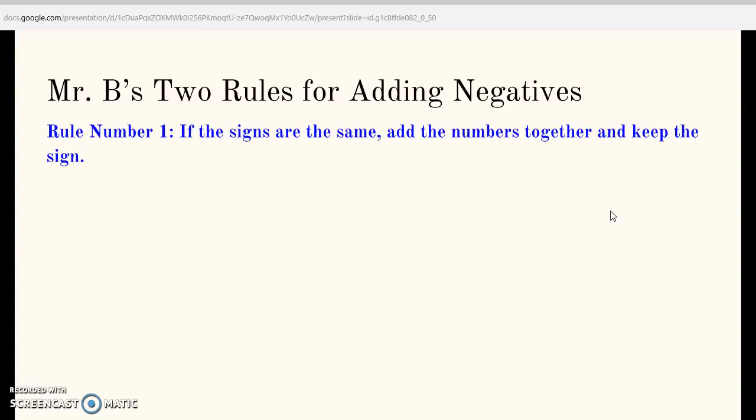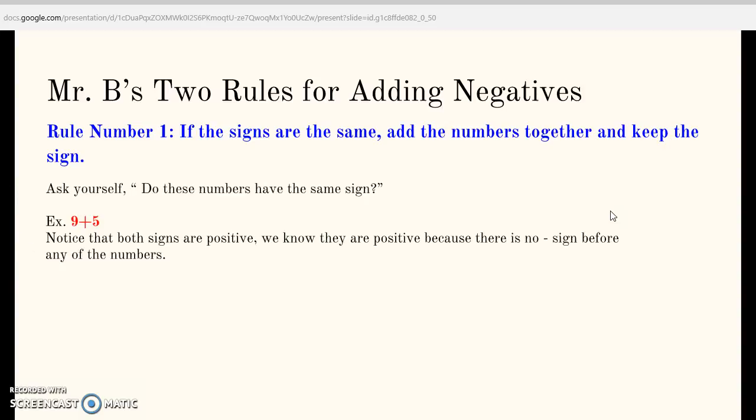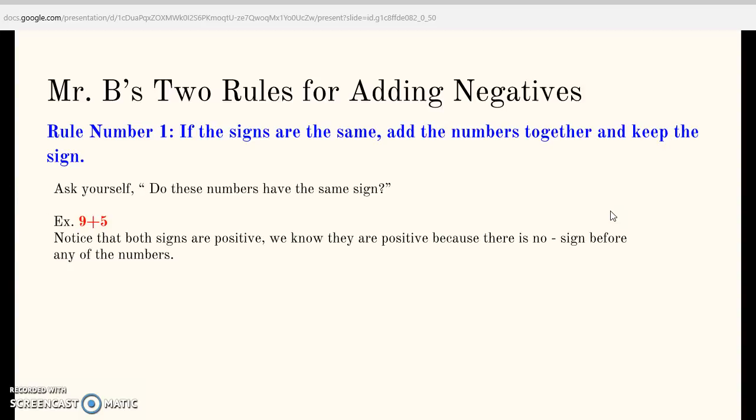Rule number one, if the signs are the same, add the numbers together and keep the sign. Well, how do we distinguish what a sign is exactly? What are we talking about by signs? First of all, you're going to ask yourself, do these numbers have the same sign? If you're asking this question, you don't know what the sign is, I'm going to tell you right now.